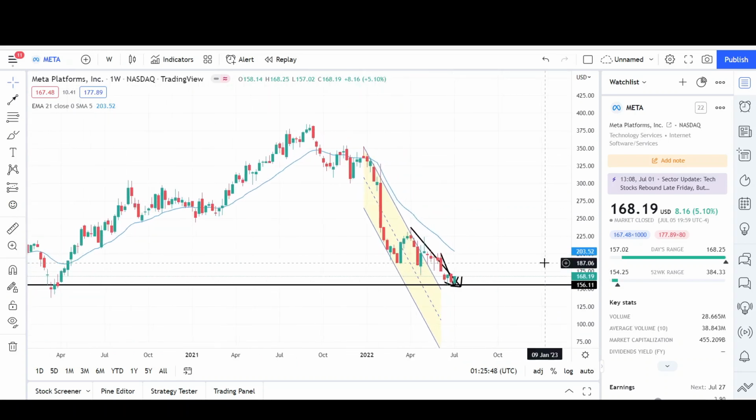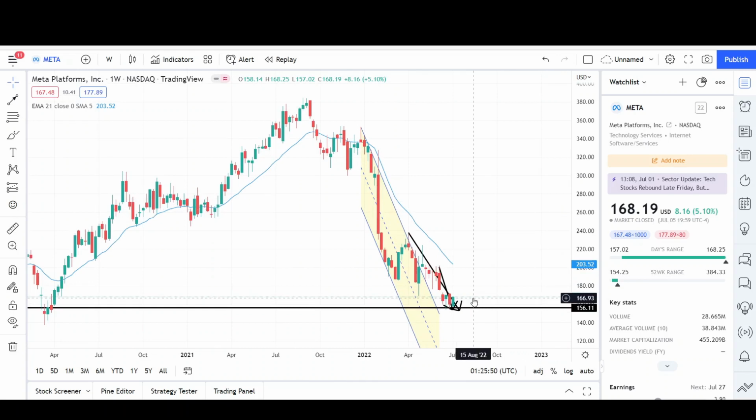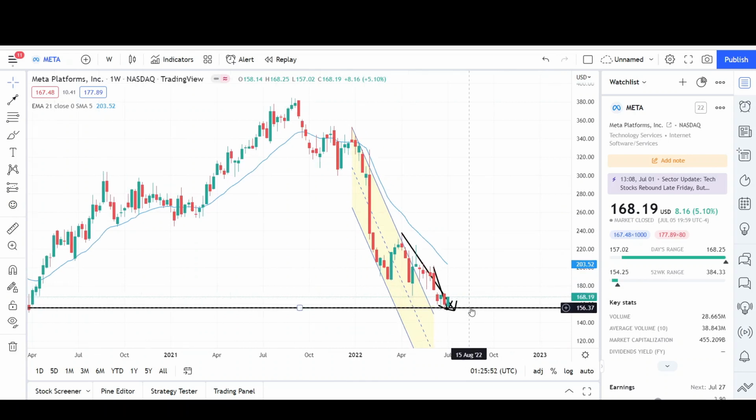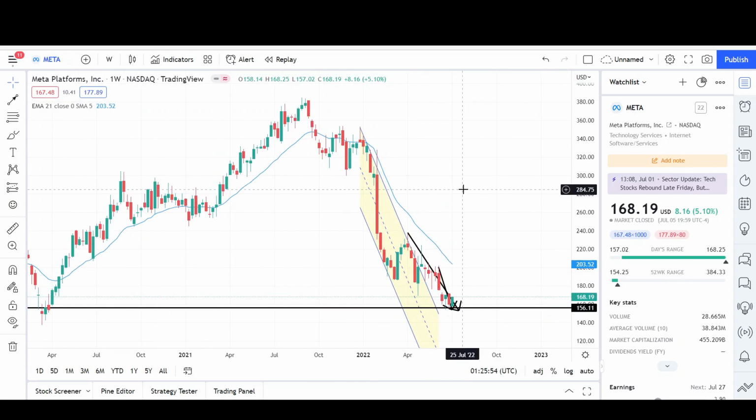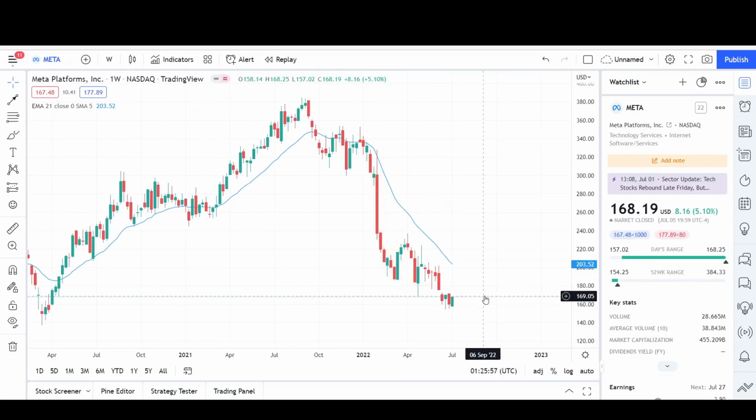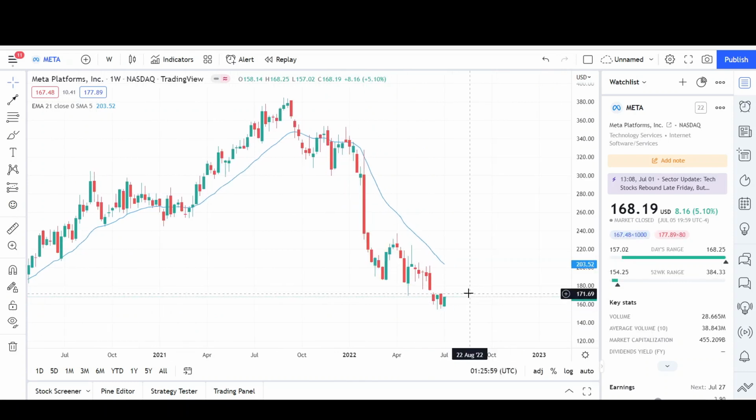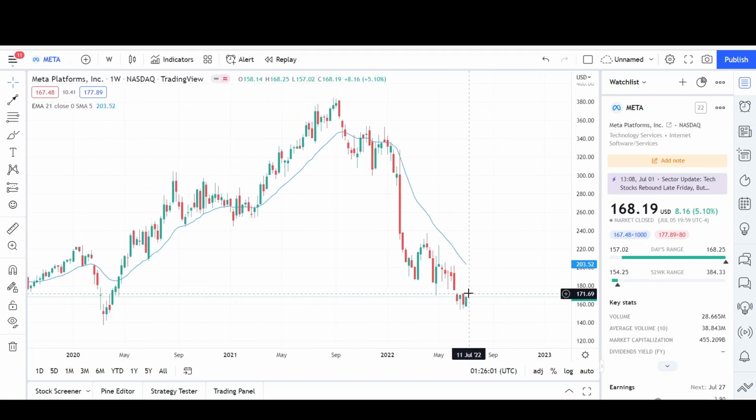There's really no confirmation of an uptrend or confirmation of a bottom, but in textbook, this is what you want to see for a bottom. So we'll have to wait and see, but this looks pretty good. And I'll give you guys an update next week to see where we are at.